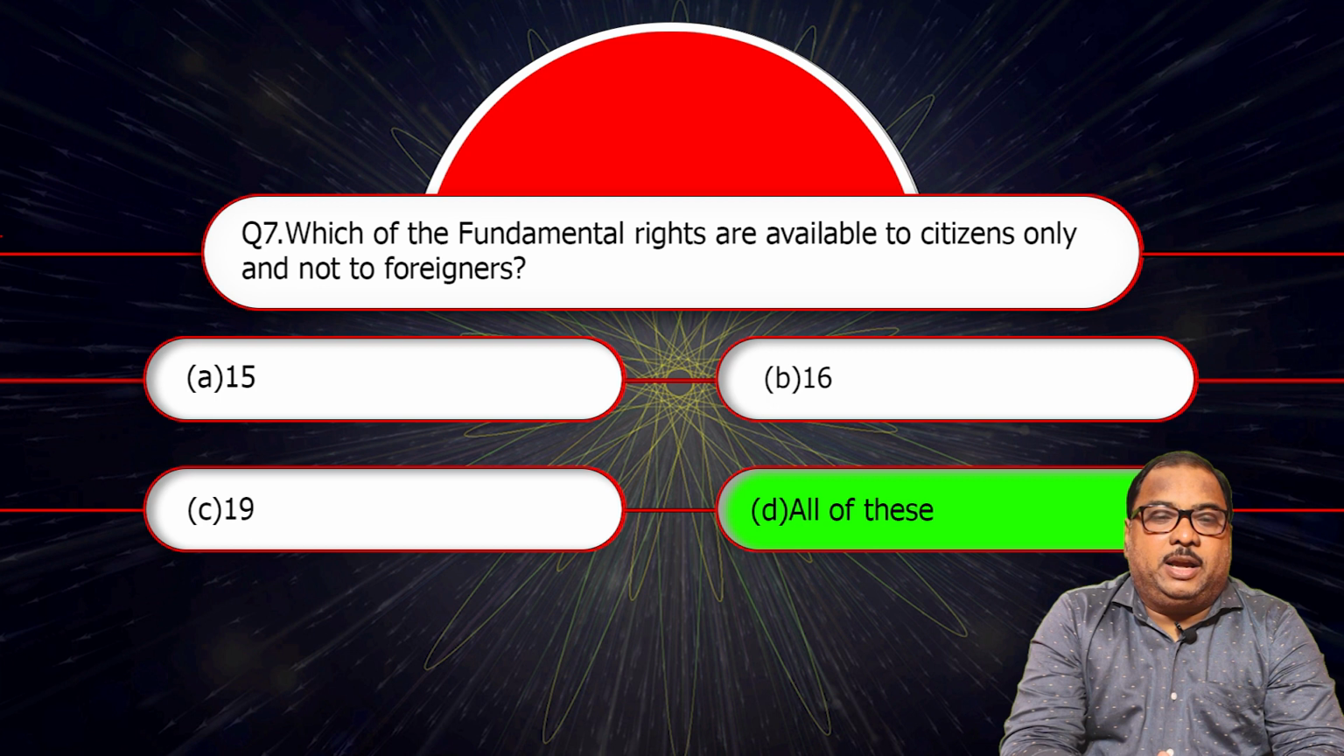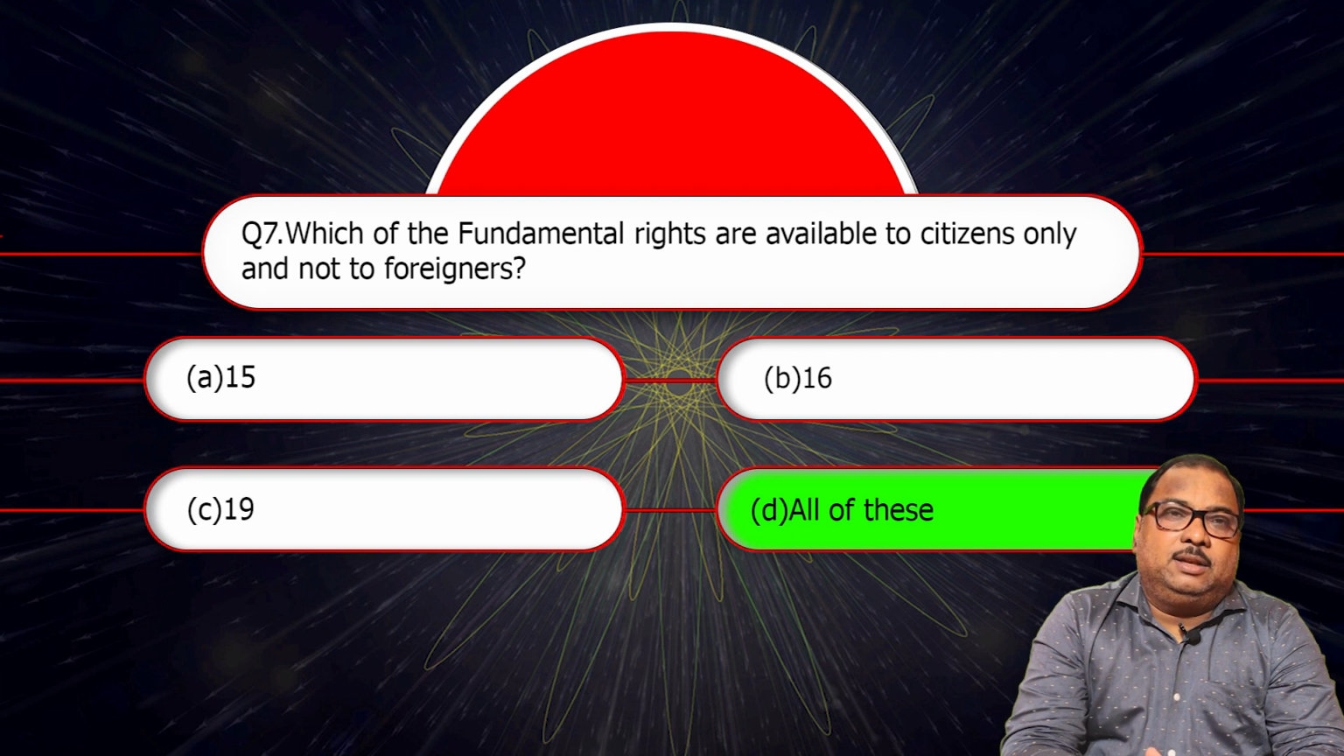It is for your information that the particular rights, that is Article 15, prohibition of discrimination on certain grounds like religion, race, caste, sex, place of birth, that is known as Article 15. Then Article 16, prohibition of discrimination on certain grounds in public employment, and Article 19 guarantees 6 freedoms to us. All these are available to citizens only, they are not available to non-citizens or to foreigners.